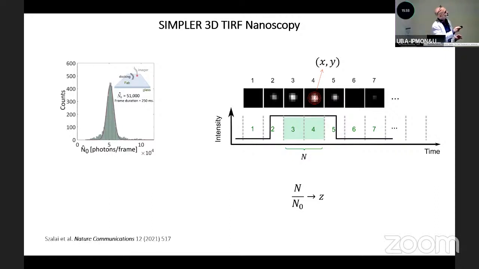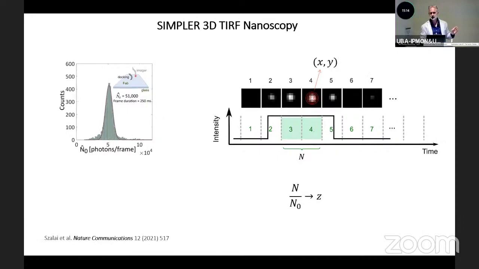The only care we have to take is not to use the first and last frames of a blinking event, because in those frames, we are not sure that the molecule was emitting all the time. So in that case, we will be biased to a lower intensity, so higher FRET, higher Z. That's it, the only care you have to take.